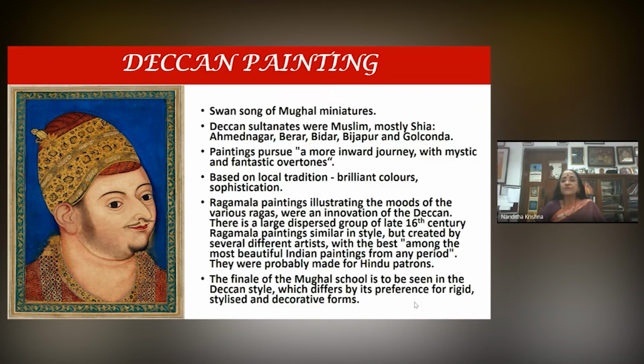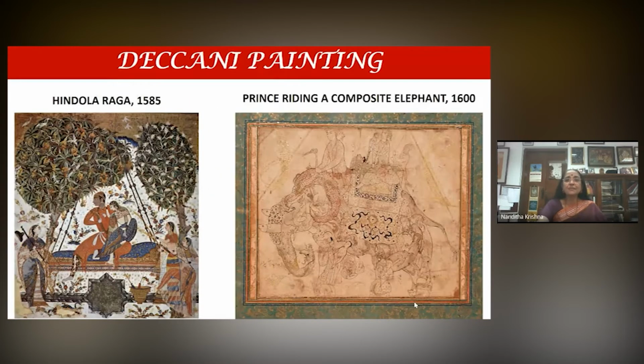They were created by several different artists and are probably the most beautiful Indian paintings from any period, made for Hindu patrons. The finale of the Mughal school is to be seen in the Deccan style, which differs by its preference for rigid, stylized, and decorative forms. So here are some Deccan paintings. On the left, this is Hindola Raga, and on the right, this is the prince riding a composite elephant. Now, I show this because the influence of Vijayanagar is very apparent over here.